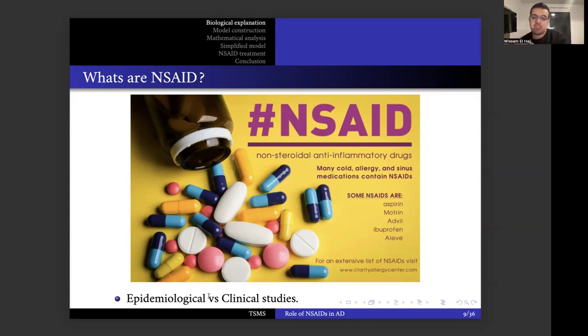However, clinical studies say the total opposite. They are non-beneficial. They are not really helpful. And this debate has been going on for a long time. Some people have said that anti-inflammatory drugs are beneficial at the beginning of the disease, but non-beneficial at a further stage of the disease.